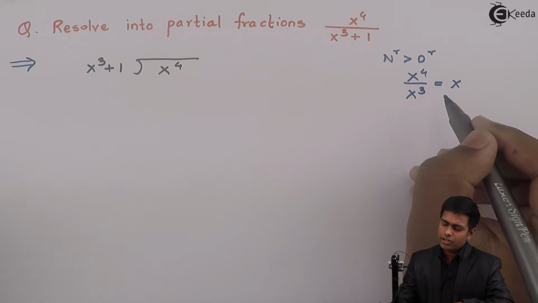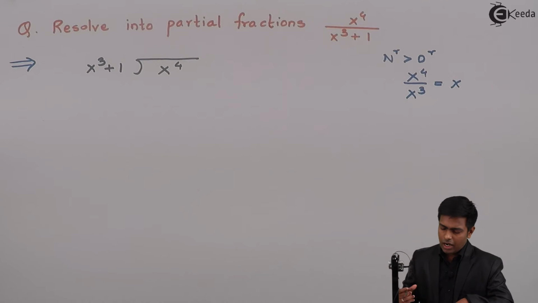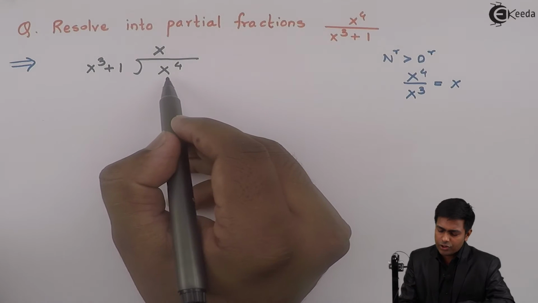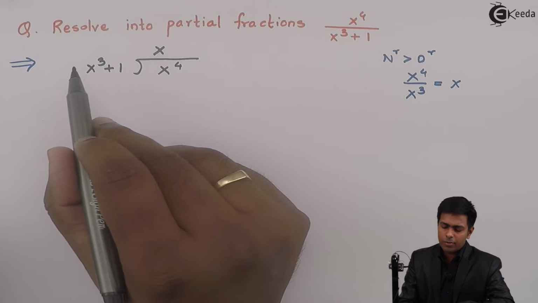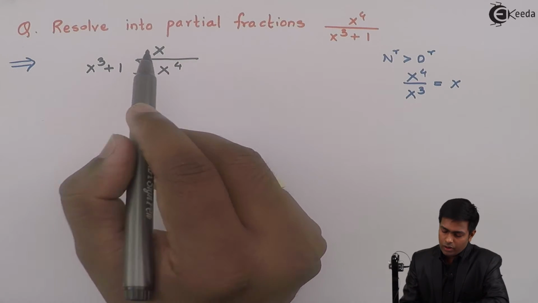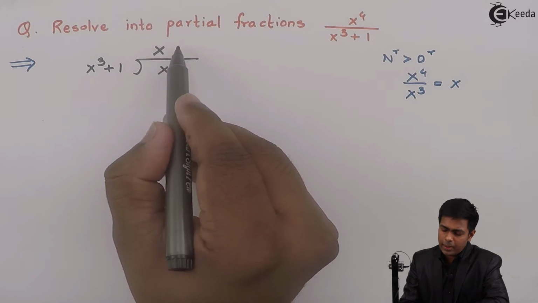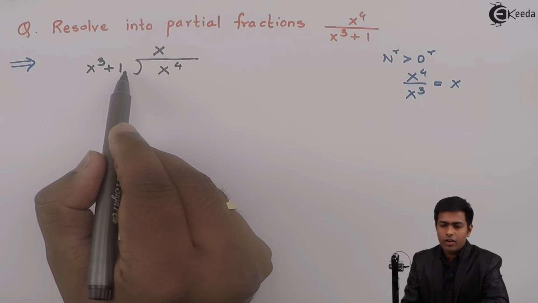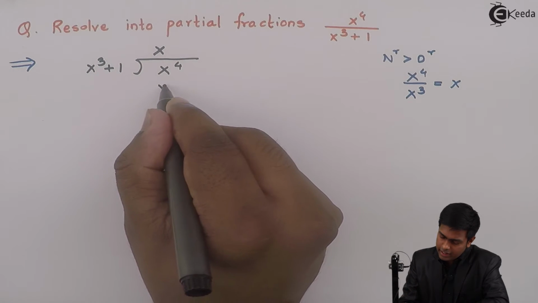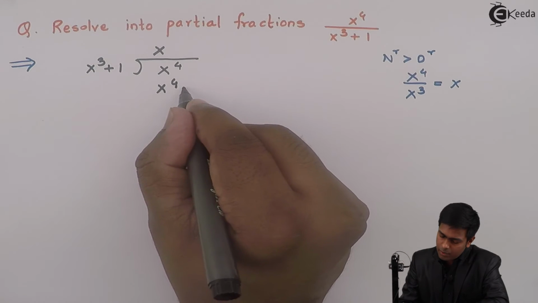So here we will get x. So the division of x raised to 4 with x cube is x. So now I will write down x over here. What I did, I divided the first term of dividend with the first term of divisor. So x raised to 4 upon x cube is x. Now this becomes our quotient, and now we have to multiply each and every term of divisor with the quotient. So now I will multiply this x cube with x, so that will give us x raised to 4. Next 1 into x, that is plus x.